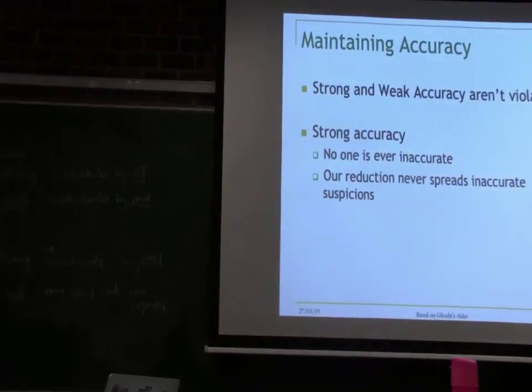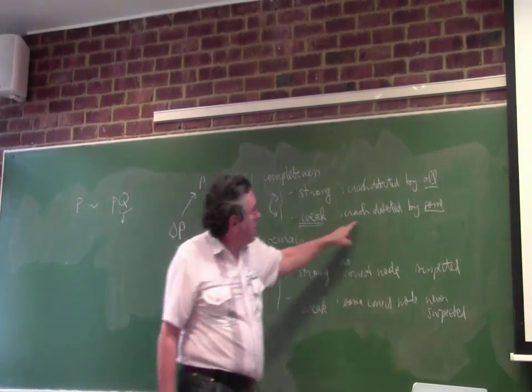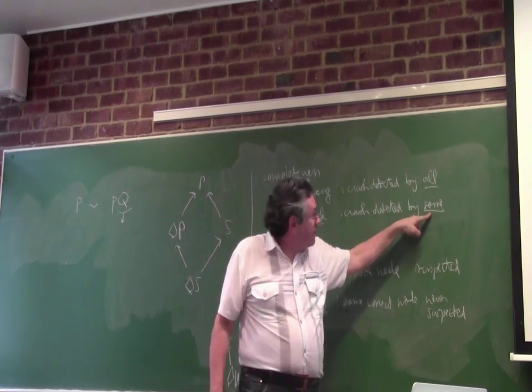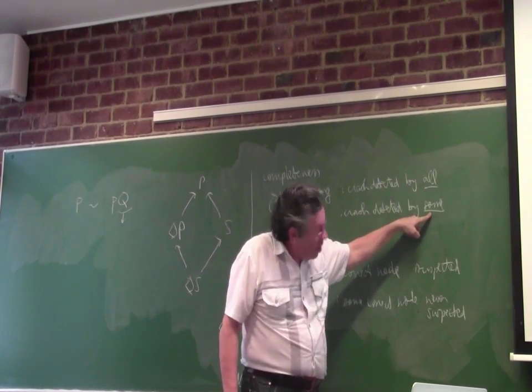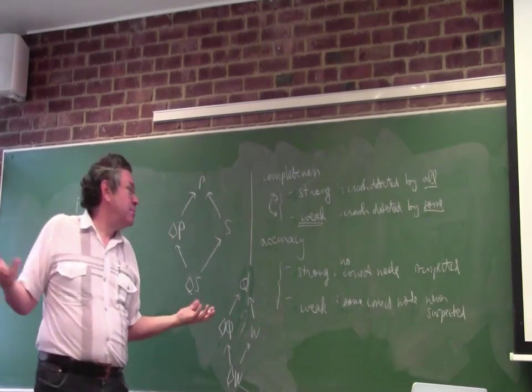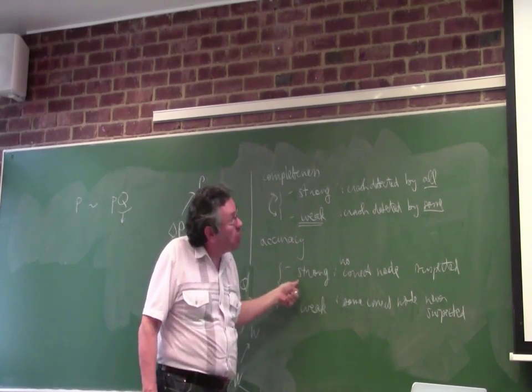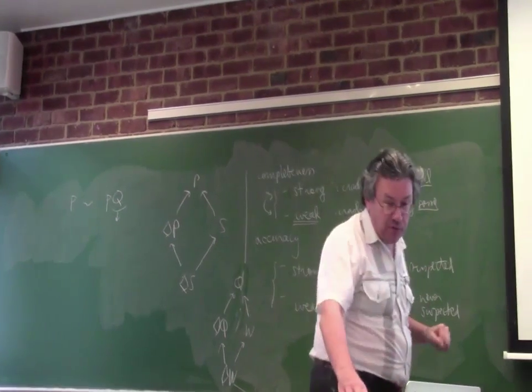So strong accuracy means never any mistakes. Well, that means the node that's broadcasting the information will never broadcast mistakes. It's pretty clear, right? Because nobody's making mistakes. So strong accuracy is okay. It will never spread inaccurate suspicions.